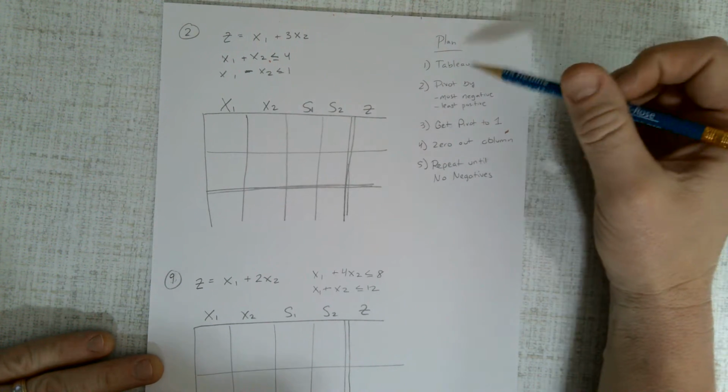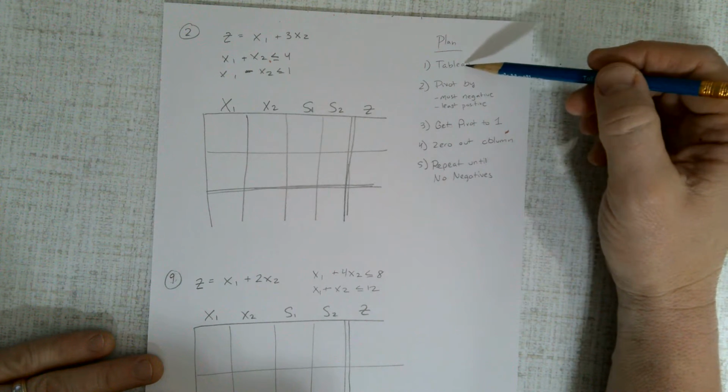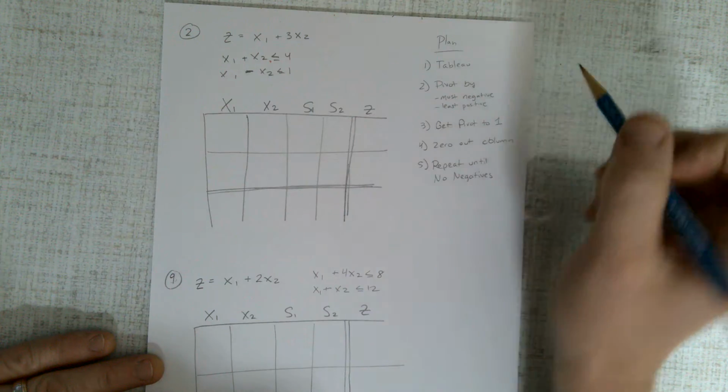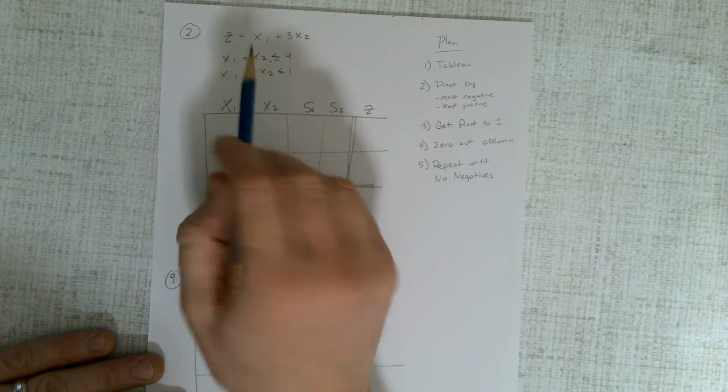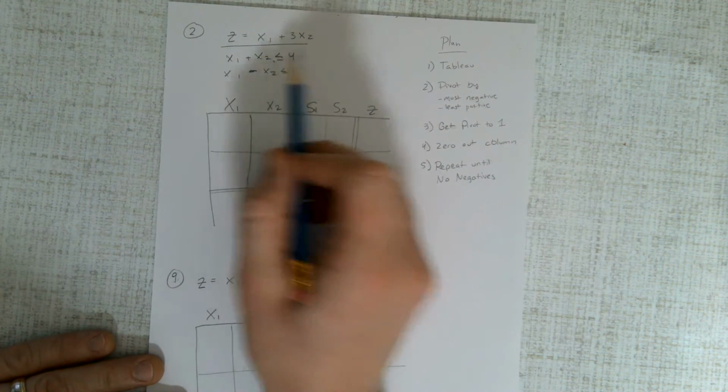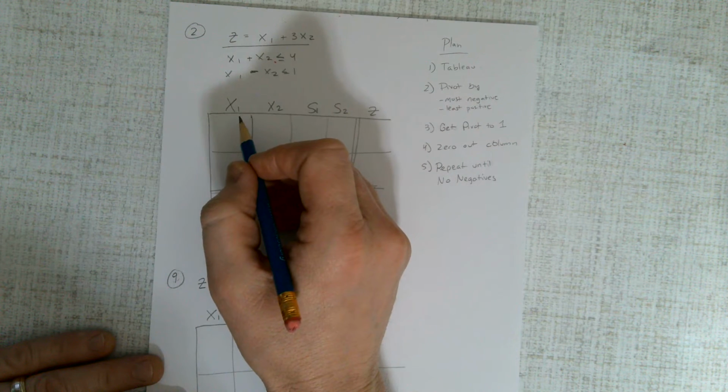I'm going to do problems 2 and 9 with the simplex method. And again, here's our plan over here, and I'm going to be following these steps. Here's my first optimization and my two constraints. Let me go ahead and write these out.